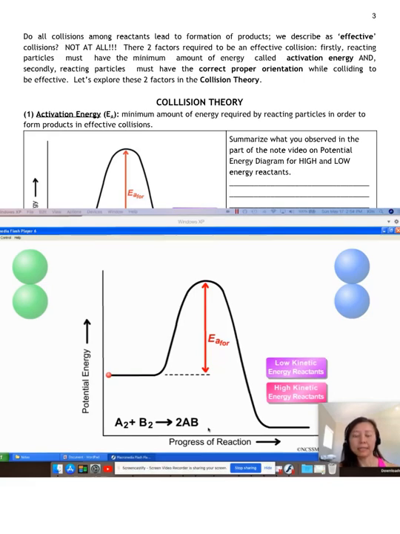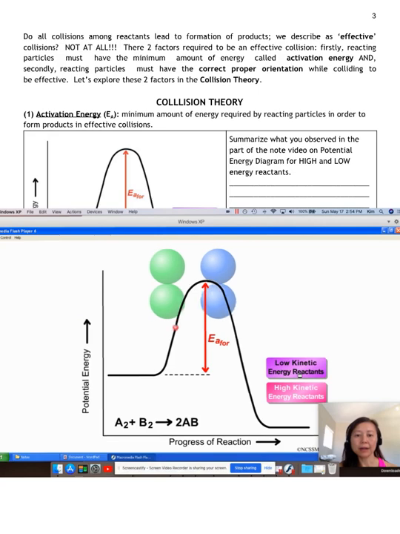Now we're testing to see if all collisions lead to the formation of products. So we're going to test it out with low kinetic energy. So these particles are going to have low kinetic energy to start. And then we're going to test another scenario where they have high kinetic energy. So let's see what happens with low kinetic energy. So we're starting at the reactants on the energy diagram.